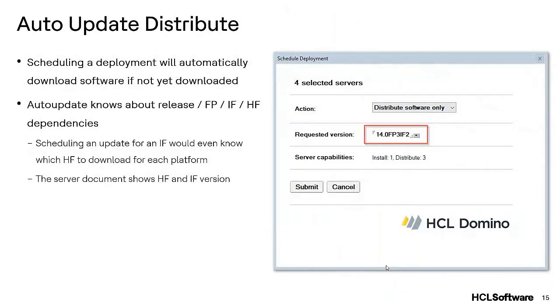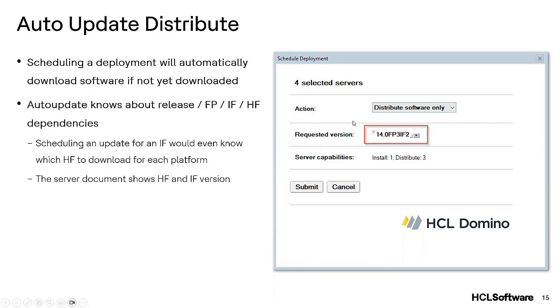So let's have a look at what we already had in 14.0. There is something called auto update distribute. The distribute functionality is available already in 14.0, but it has been enhanced a little bit in 14.5. You see in this dialog, and we will show this in demos a little bit later to give you all the details, a dialog that comes up when you select a single server or multiple servers. In this case, I selected 4 servers, and I selected the action distribute software only.